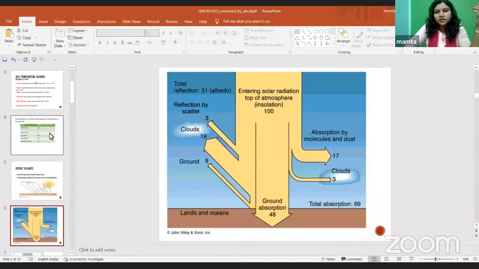Radiation is coming to the earth, so there are some hindrances when it crosses through the atmosphere. There are lots of particles and things which absorb it, and then some reflects, some absorbs, some diffuses, and then ultimately it reaches the ground.